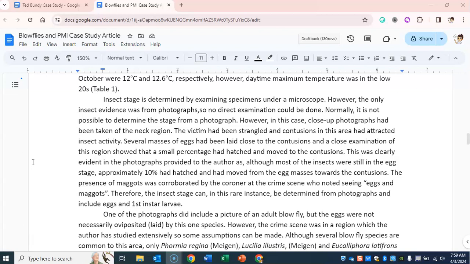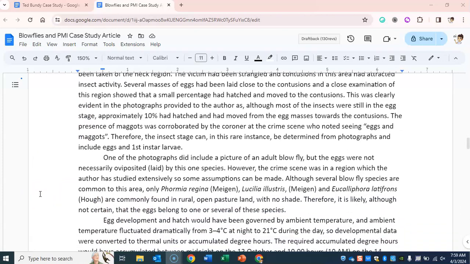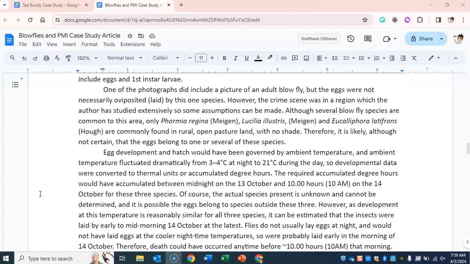The presence of maggots was corroborated by the coroner at the crime scene, who noted seeing, quote, eggs and maggots, end quote. Therefore, the insect stage can, in this rare instance, be determined from photographs and include eggs and their first instar larvae. One of the photographs did include a picture of an adult blowfly, but the eggs were not necessarily oviposted, or laid, by this one species.